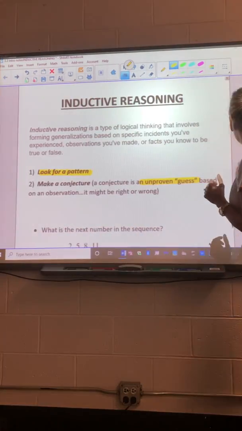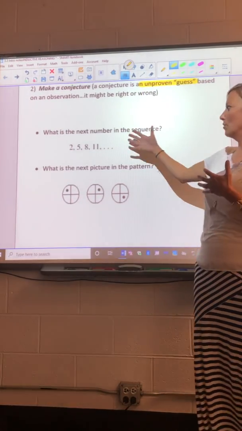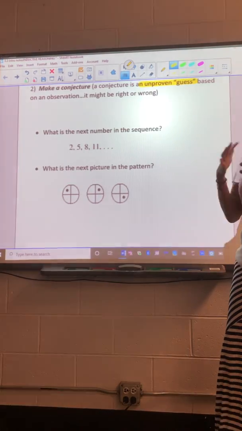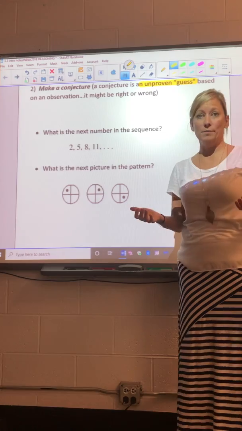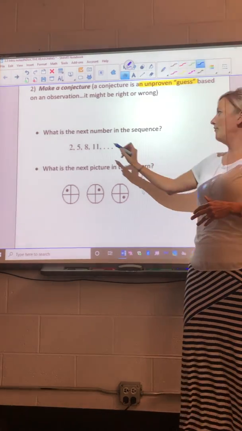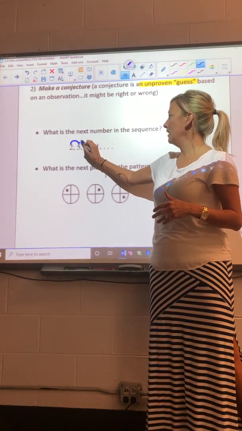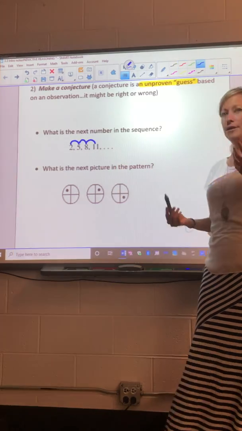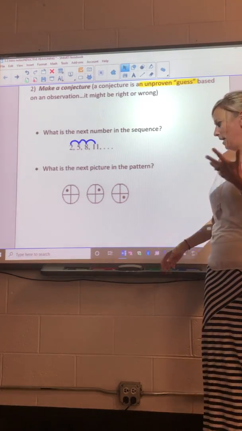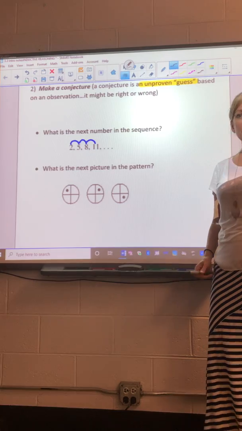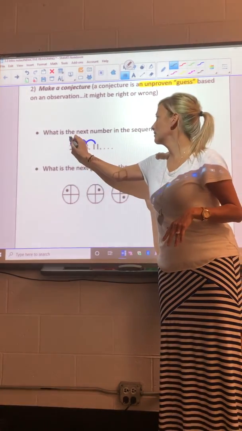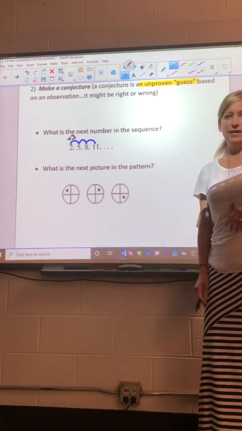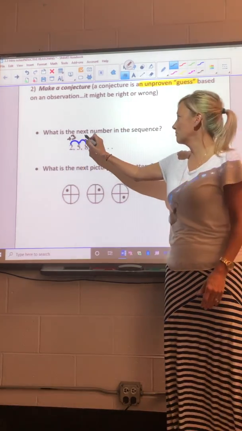In this case, you can do it with a sequence. So you have 2, 5, 8, 11, and you're thinking, okay, I'm going to make a conjecture on what comes next. So 2 to 5, 5 to 8, 8 to 11, and you think, what is the pattern? How does that progress? Hopefully you've seen that 2 to 5 is plus 3. 5 to 8 is also plus 3.